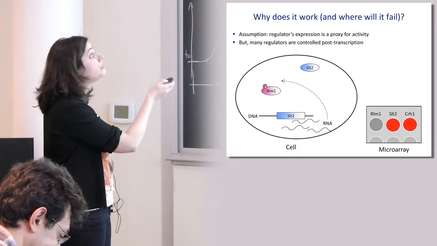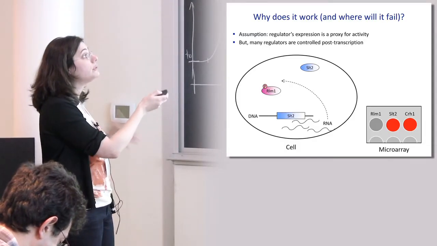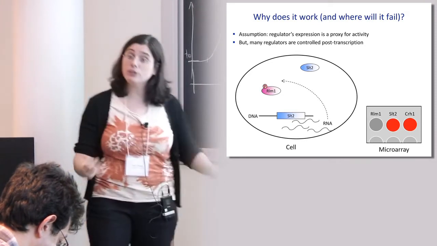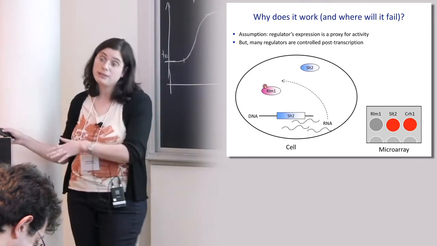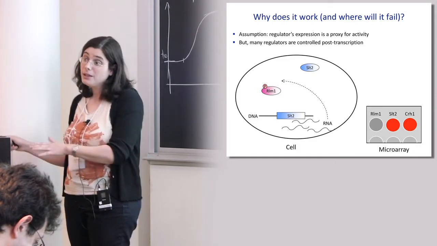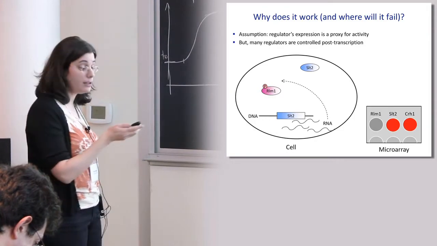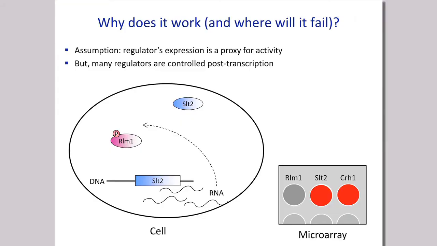Okay? What actually controls the activity of a regulator is several steps removed from having its RNA in the cell. If there's no RNA, there's not going to be any protein, and hence, obviously, there's not going to be any activity. But the fact that you have the RNA is many steps away from having something that's doing its job. So here's a little cartoon example.